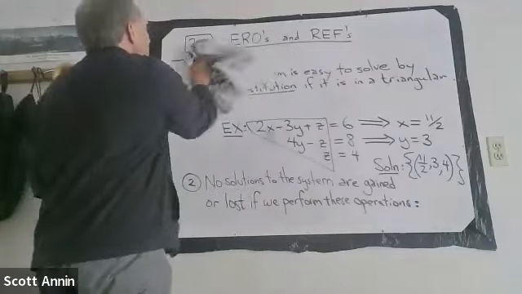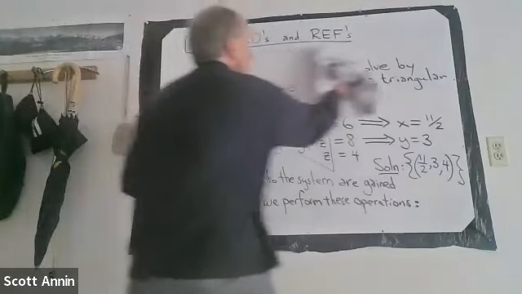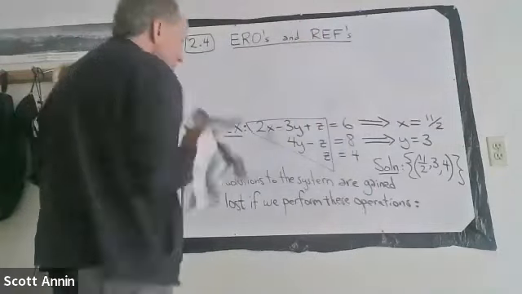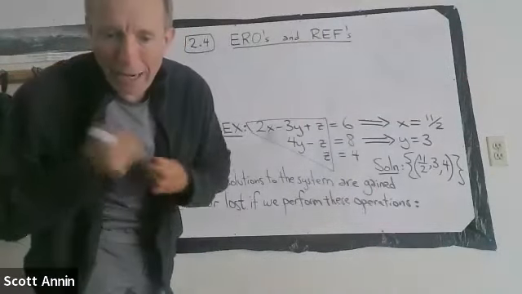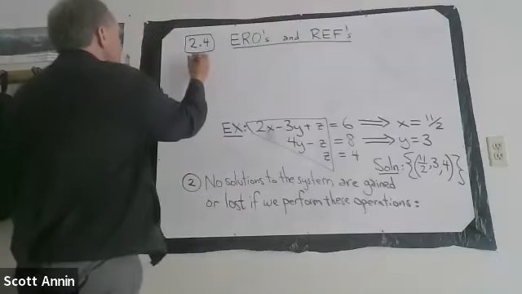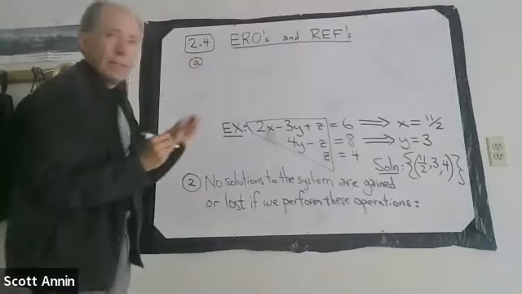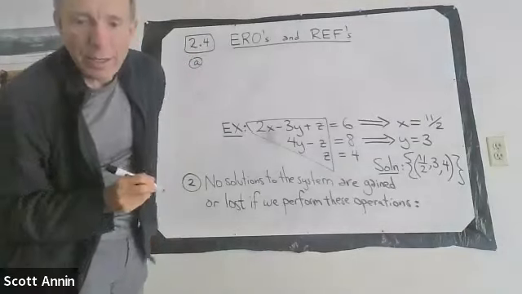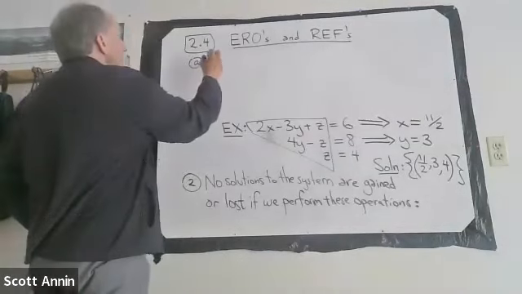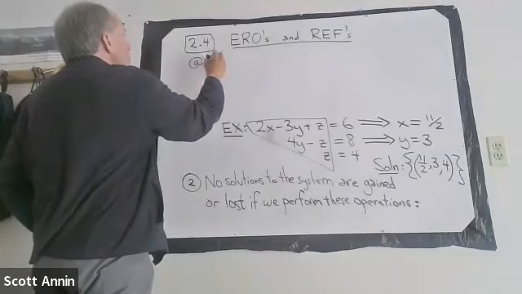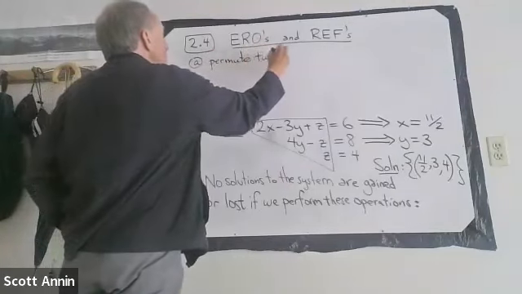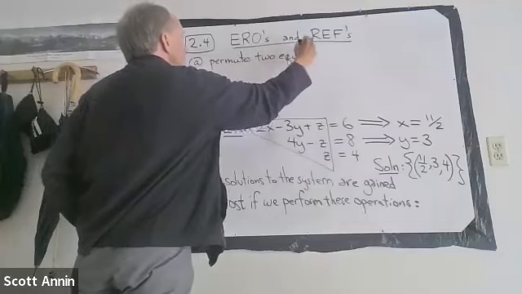Let me come back up to the top here. Give myself a little more room. There are 3 operations here that I'm talking about. So let's label them as maybe A, B, and C. So the first one, right? The first operation that we can do is we can permute 2 equations.